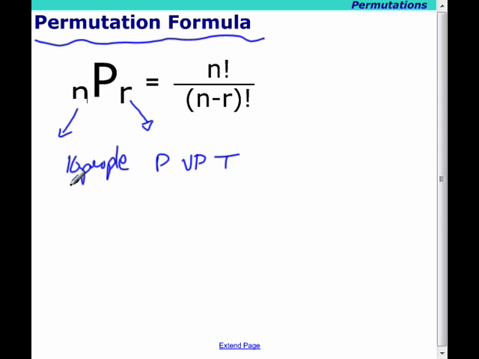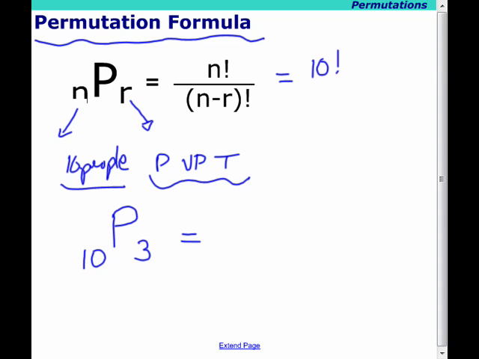So in my example, if I have 10 people and I want to fill 3 slots, I want to find how many permutations I can get when I'm picking 3 people at a time from 10. On my calculator, I can just go 10, pick 3. Or I could use this formula, which would say 10 factorial over 10 minus 3, or 7 factorial, and I could figure that out.